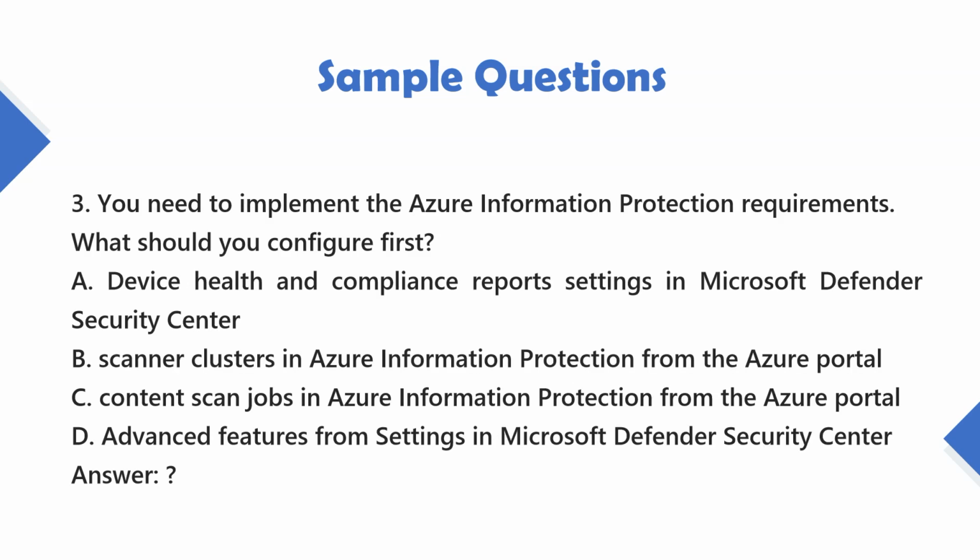3. You need to implement the Azure Information Protection requirements. What should you configure first? A. Device Health and Compliance Reports settings in Microsoft Defender Security Center. B. Scanner clusters in Azure Information Protection from the Azure portal. C. Content scan jobs in Azure Information Protection from the Azure portal. D. Advanced features from settings in Microsoft Defender Security Center.